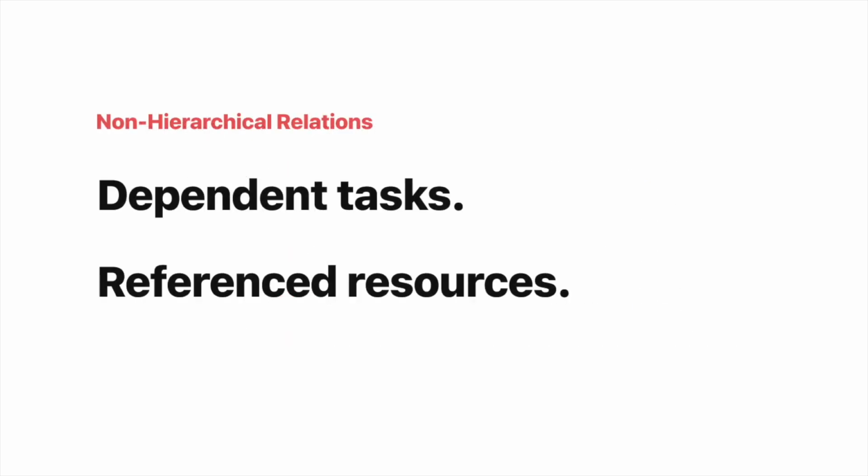But these relationships aren't always hierarchical. They're not always a parent-child relationship. In one example of a non-hierarchical relationship, you could have dependent tasks, where task B depends on task A before it can be completed. So in this example, in a tasks database, the relation property would relate to itself, so that for task B, as the dependency, you could choose task A. For any task, you could choose another task from the same database as the dependency.